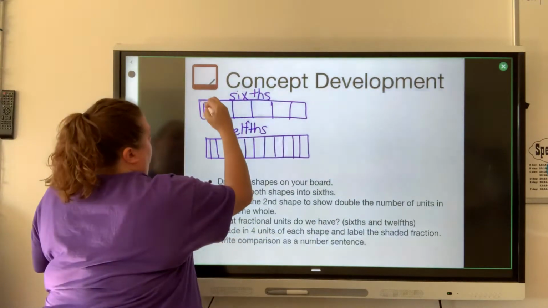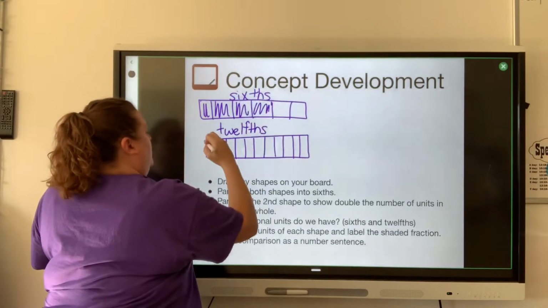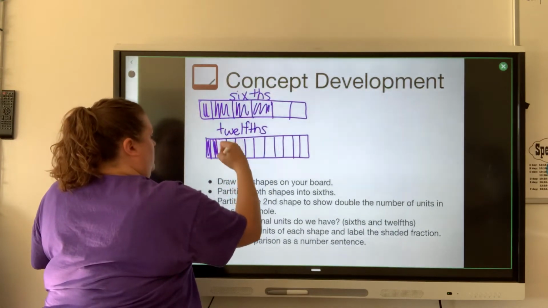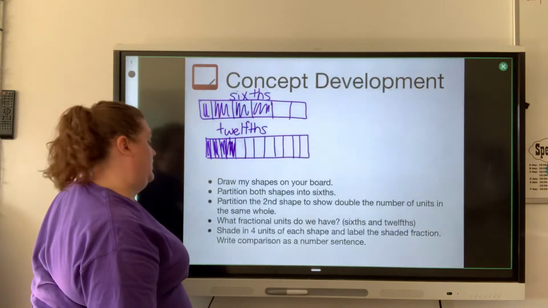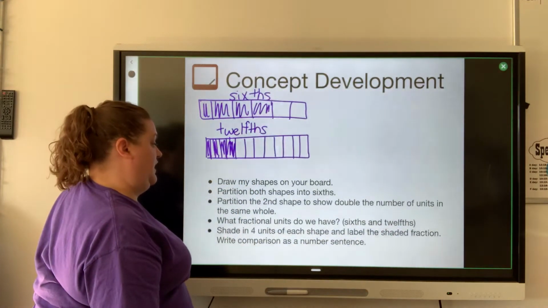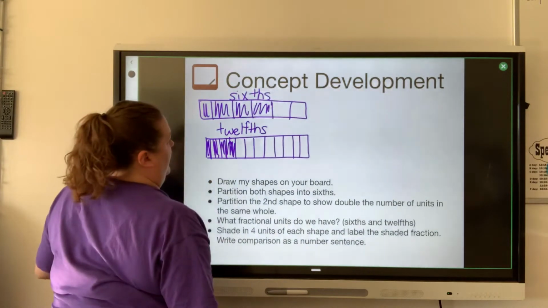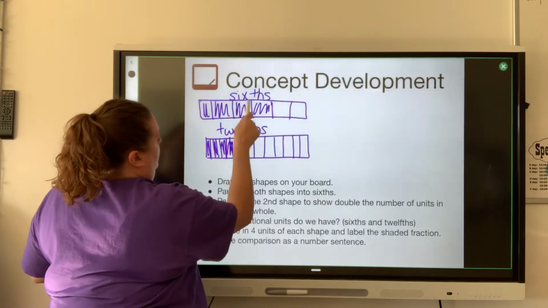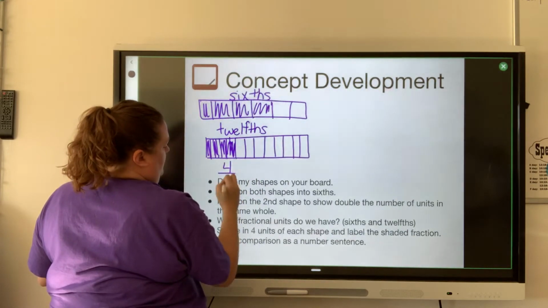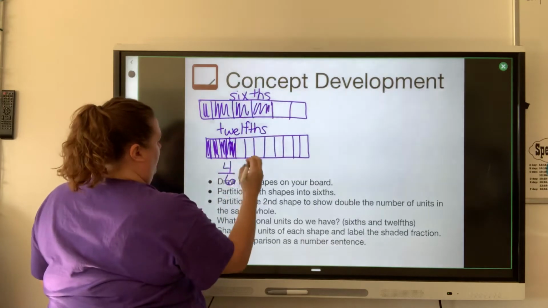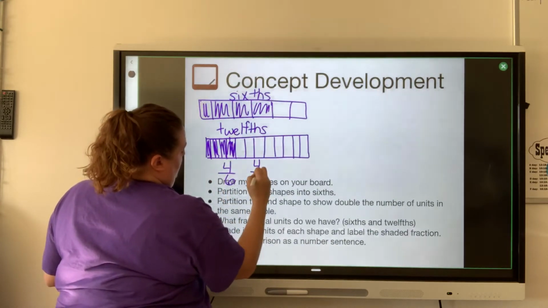Now it wants me to shade in 4 units on each shape. So this one's 1, 2, 3, 4. 1, 2, 3, 4. So we have 4 shaded in each shape. Now it wants me to label the shaded fraction. So I have 4 sixths on my first one. And then on the second one, I have 4 12ths shaded in.